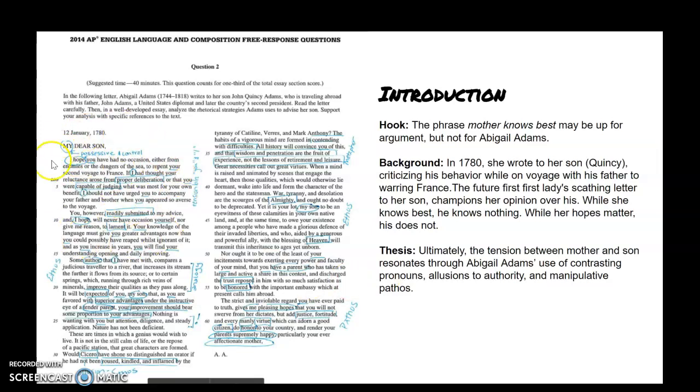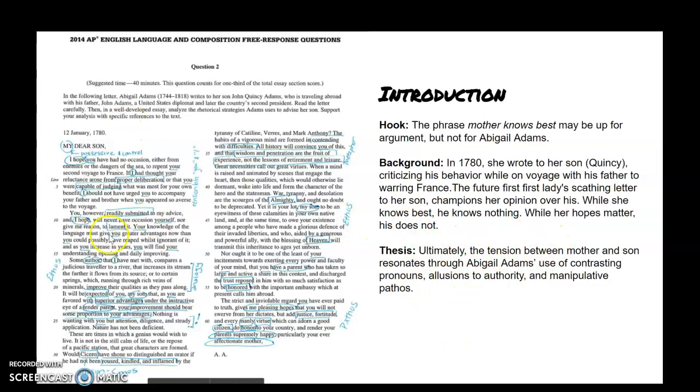And I will pull from the first one or two paragraphs of Abigail Adams' letter. My second body paragraph is going to be about allusions to authority, which pulls from the third and fourth paragraphs of her letter. And my third body paragraph will be about manipulative pathos, which pulls from the last two paragraphs of her letter. So as you can see, to increase the line of reasoning and to prevent redundancy, I write my essay to be in conversation with the prompt's excerpt. That's how I was able to structure my thesis.